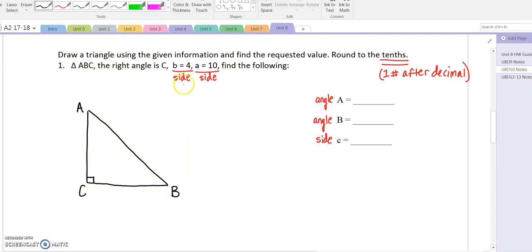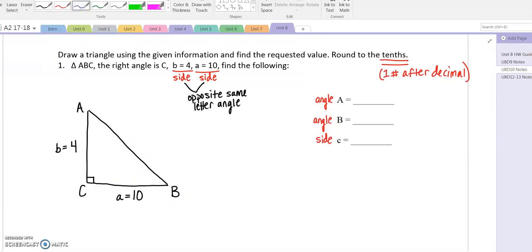Then remember, our sides should always be opposite their same letter angle. Opposite, same letter angle. Just as a side note to remind ourselves. So side B equals 4, I'm going to find capital B, and I'm going to go opposite of it, so all the way across here. And this side is going to be B equals 4. And same thing for side A. I'm going to find capital A, go across from it, so this will be side A equals 10. All right, and now we've got a picture, and it's always easier to solve once you have your picture.